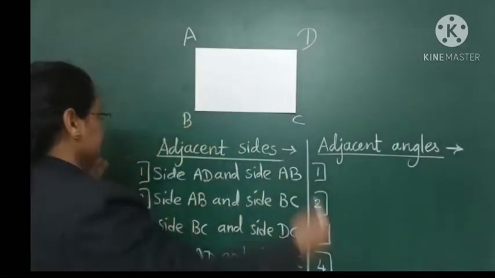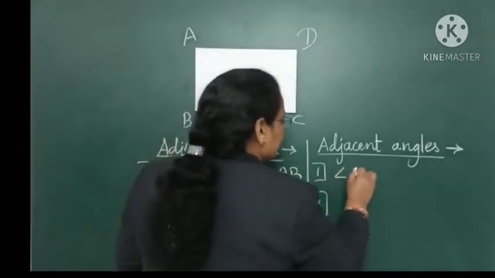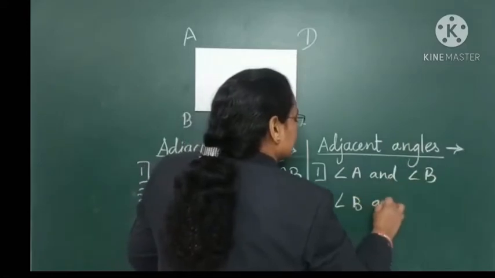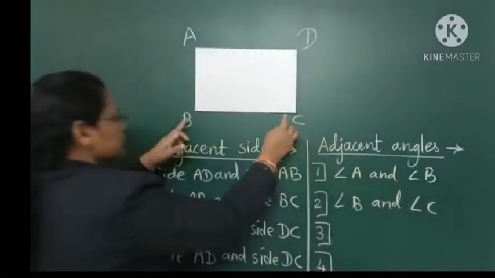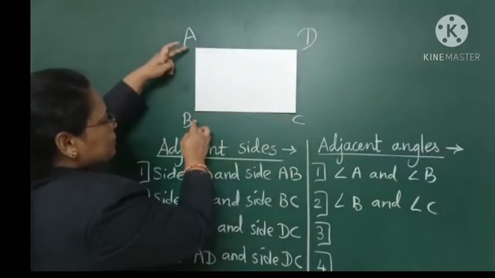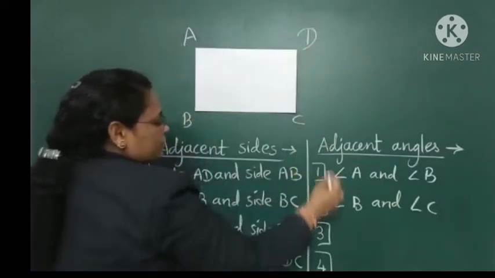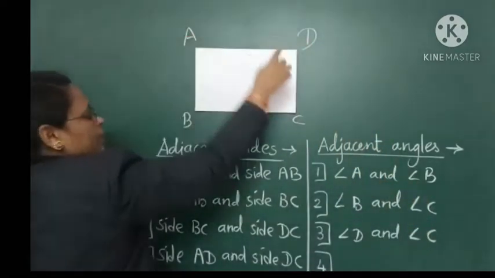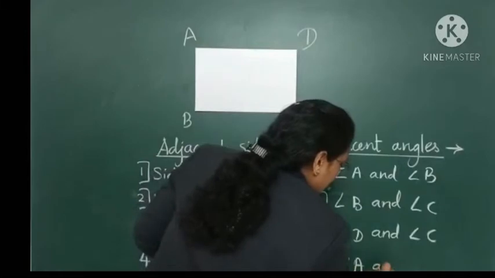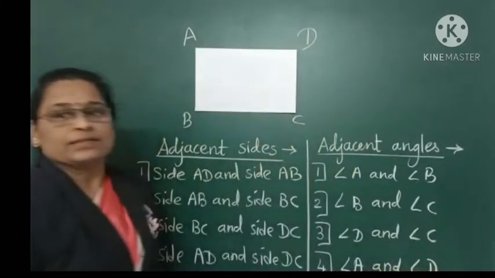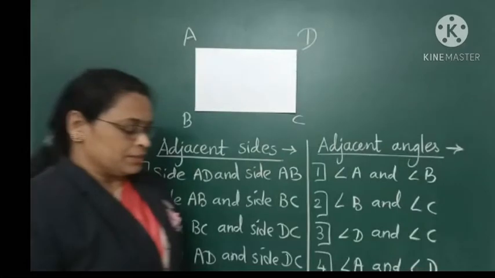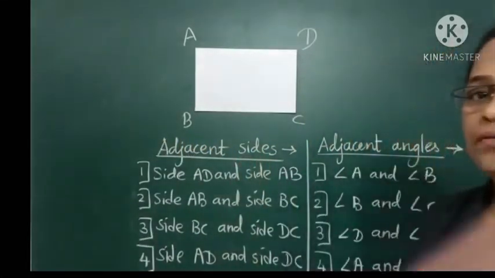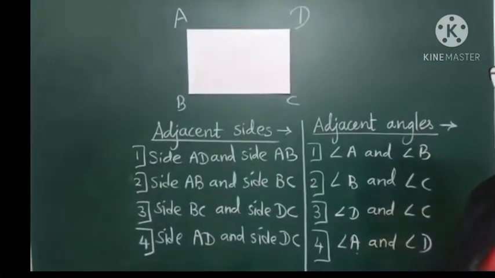Let's say adjacent angles, angle A and angle B. Let's write the one-letter names to keep in mind very well. Angle B and angle C, these are the adjacent angles. This is one pair; second pair, third pair we'll write angle D and angle C; fourth pair, angle A and angle D. So in this way, we can write here the four pairs of adjacent sides as well as the four pairs of adjacent angles.